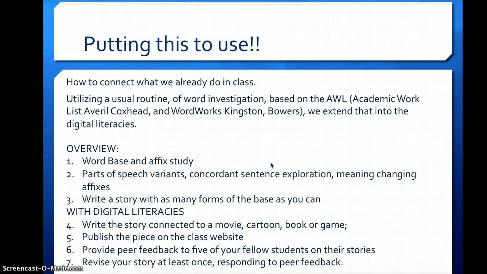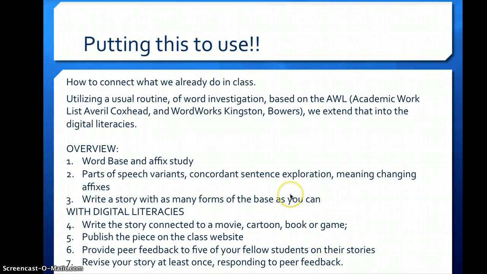The next set in our presentation would be putting this to use. We framed it in how to connect what we already do in class. I picked a usual routine that we do with word study. And in this word study, we take word bases and work with their affixes, prefixes, and suffixes. As number 2 says, we explore parts of speech variants, concordant sentence exploring, meaning-changing affixes, how N-O-N or U-N will change the meaning of the base.